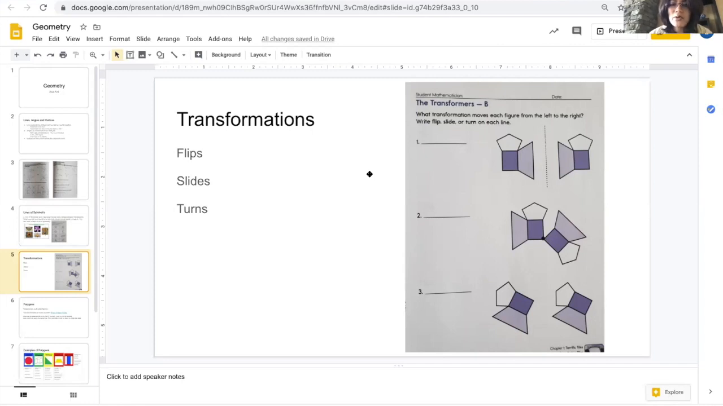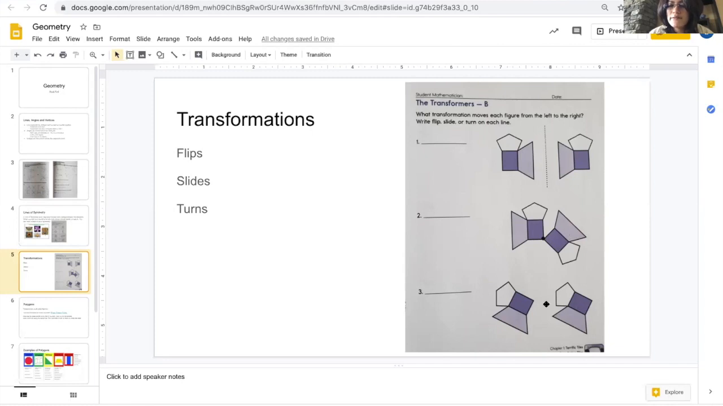So for example, if you look at the first figure, it has exactly the same parts, but it has been flipped over. This trapezoid is now, instead of being on the left side, on the right side. So it has been flipped. This one over here has actually been turned. So you are actually turning this figure over towards the right side, clockwise motion.